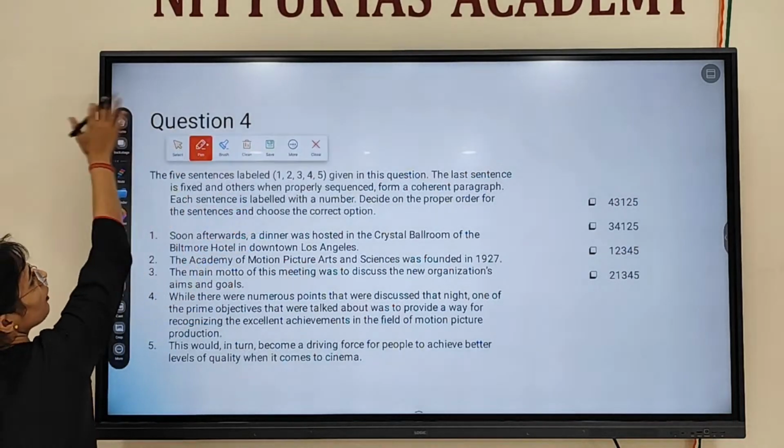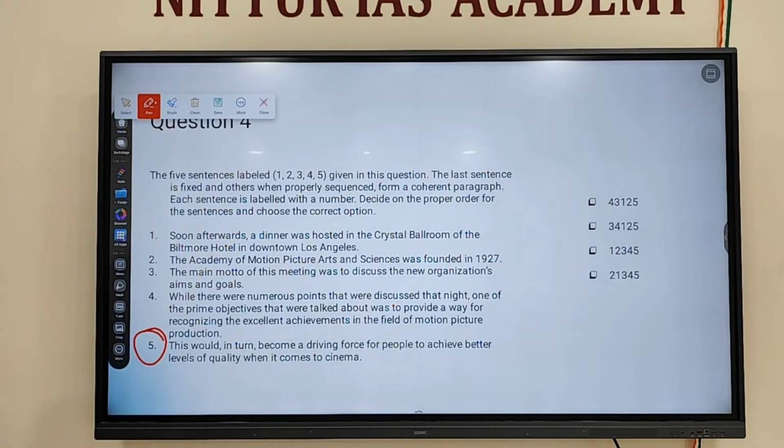All right. Once again, the last sentence is fixed. Moving on, only 4 options to play around. Soon afterwards, a dinner was hosted in the crystal ballroom of the Biltmore Hotel in downtown Los Angeles. 2, 1, 3, 4. That was quick. 2, 1, 3, 4, 5. The Academy of Motion Picture Arts and Sciences was founded in 1927.